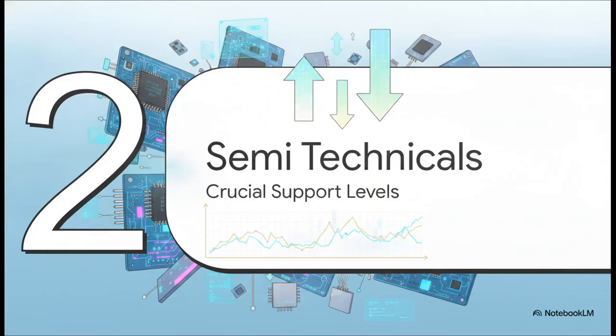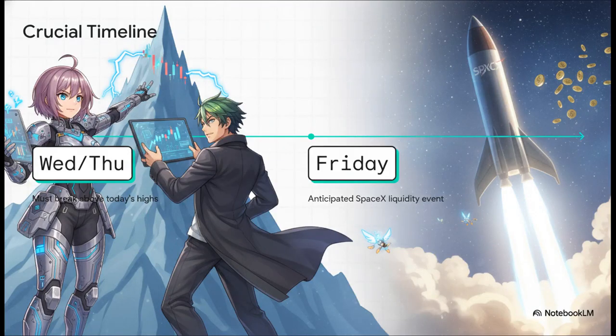Moving right along to part 2, semiconductor sector technicals. This sector is currently sitting at a really fragile technical juncture. The timeline you see here outlines a pretty urgent situation for semiconductor indices like the SOXX and SMH. Based on the analysis, these indices absolutely have to break upward on Wednesday or Thursday, pushing past recent highs.